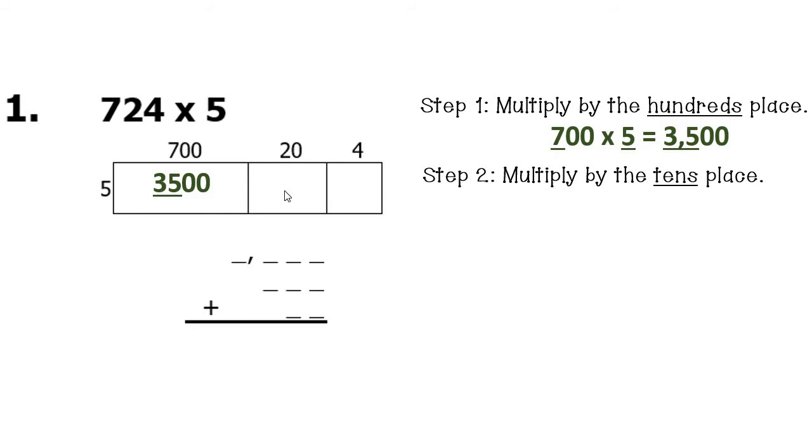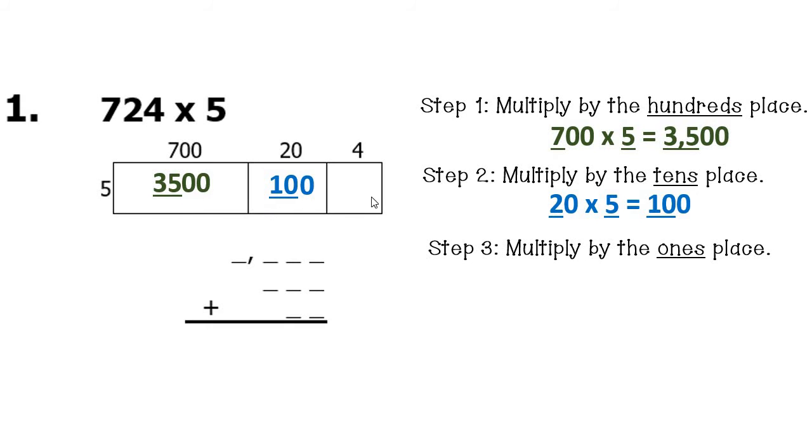2 times 5 is 10. That's the non-zero digits we multiply together. And then we stick a 0 at the end of that because that was in the tens place. So our problem was 20 times 5 equals 100.